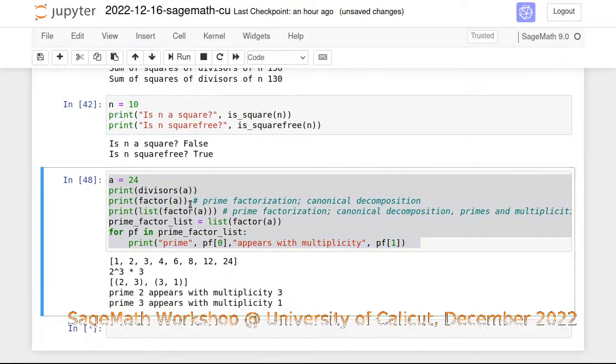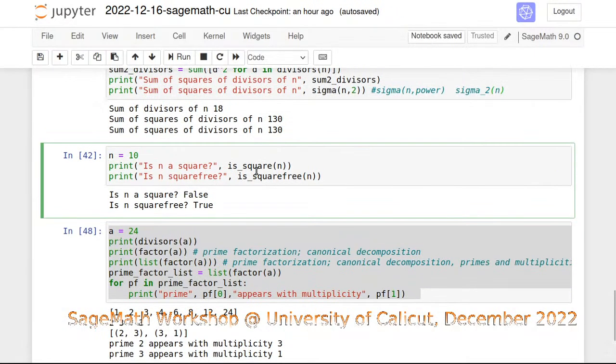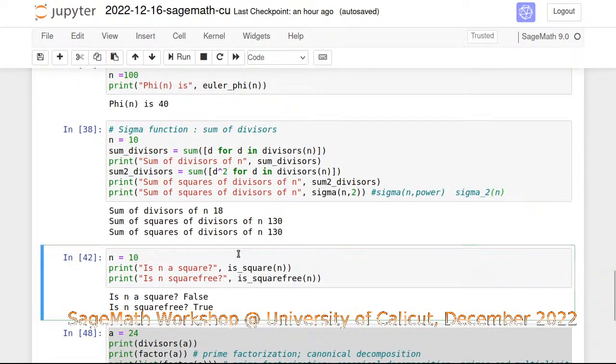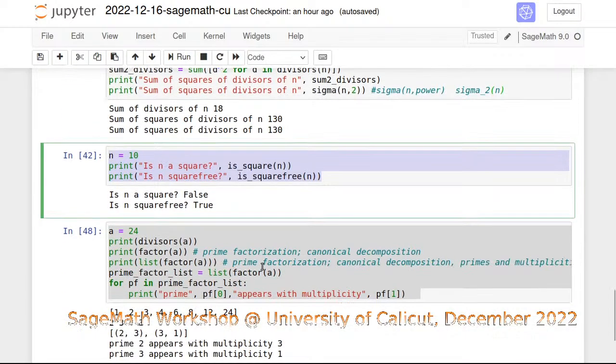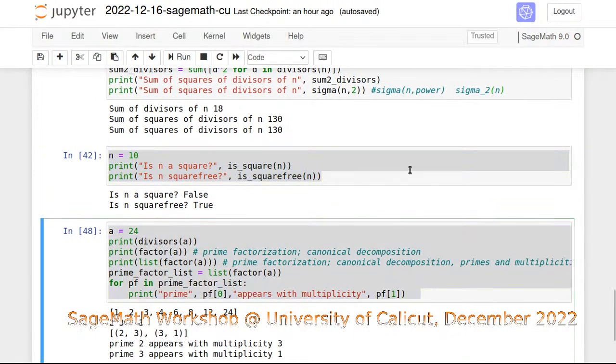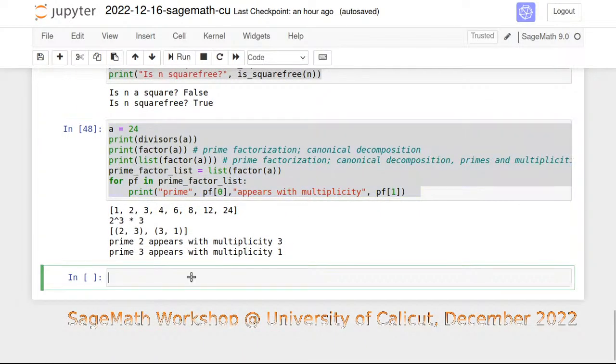So let me update the Google Sheet. I have not updated the square free things. Sum of divisors, yeah, that's done. This is not done. So I have updated the Google document with this.